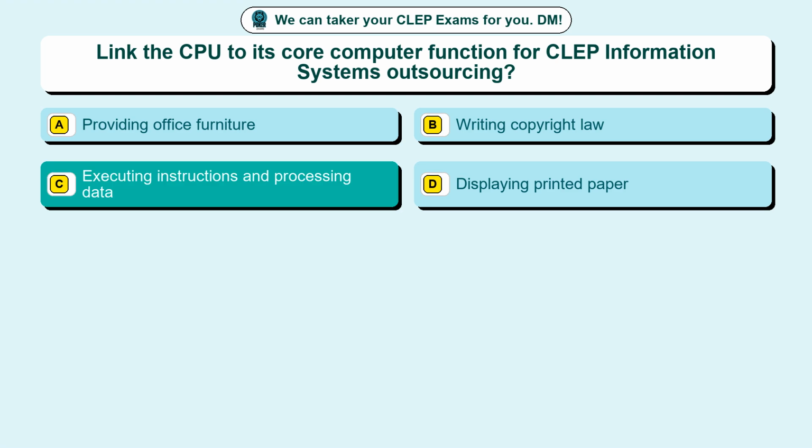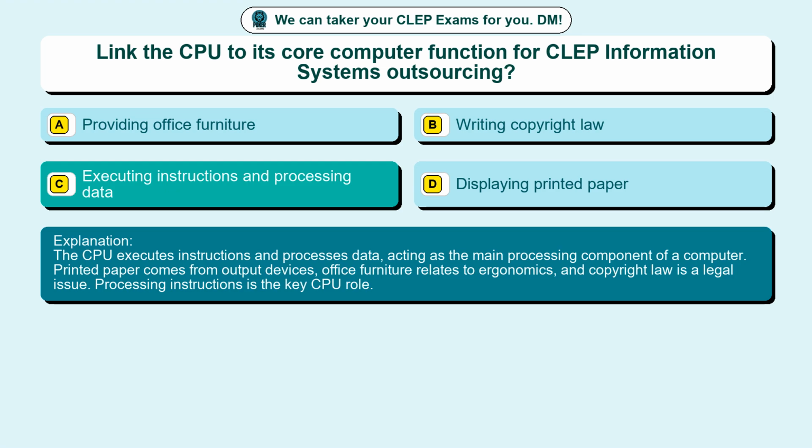The correct answer is option C. Executing instructions and processing data. The CPU executes instructions and processes data, acting as the main processing component of a computer. Printed paper comes from output devices, office furniture relates to ergonomics, and copyright law is a legal issue. Processing instructions is the key CPU role.